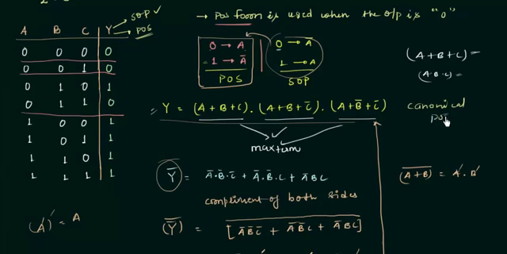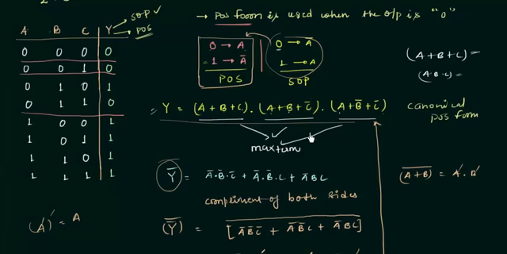Canonical POS form. We also call it standard POS form, and we write it directly from the truth table like we have already done. In canonical or standard POS form, each max term will have all the variables in normal or complemented form. Here we have 3 max terms, and in each of them we have all the variables in normal or complemented form. In the first max term you can see we have a, b, c in normal form. In the second we have a, b in normal form, c in complemented form, and in the last max term we have a in normal form, b and c in complemented form. So this is our canonical POS form.